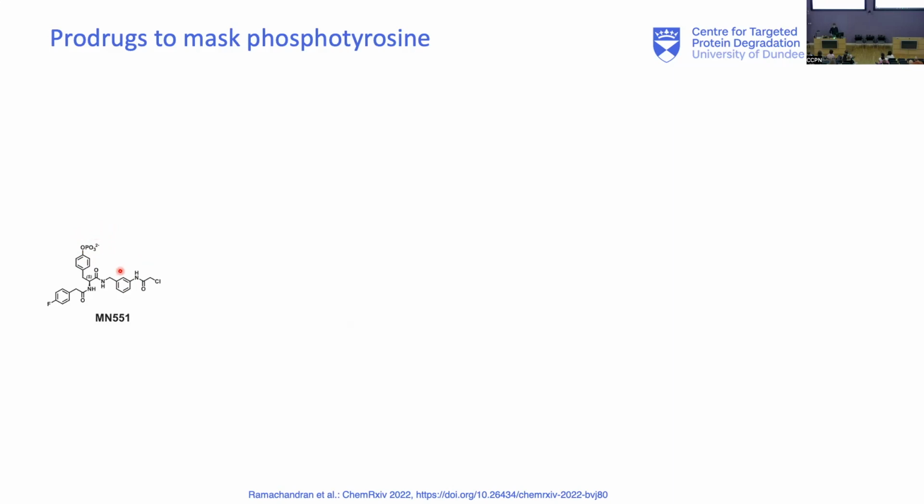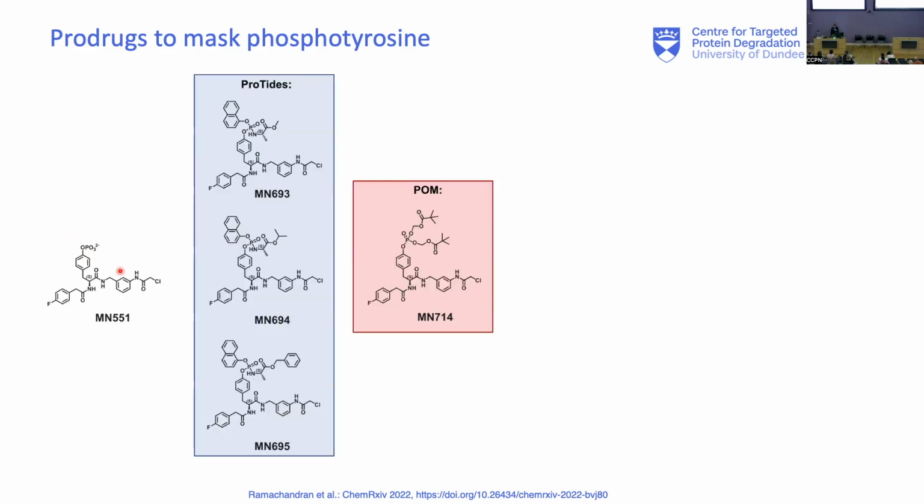The problem of the phosphate group is that it's strongly negatively charged, and it really limits the cell permeability of these compounds. So to get around that, Nikolai tried to design some prodrugs that would mask the negative charge of the phosphate group. Those basically fall into 2 categories. There are these ProTides that come from the nucleotide analog field, which are basically aryl based, and these ester-based POM protection groups.